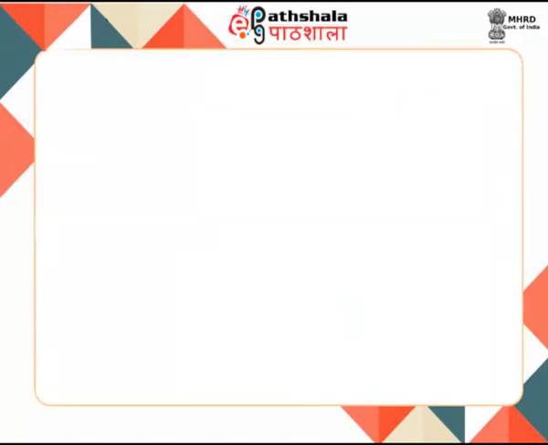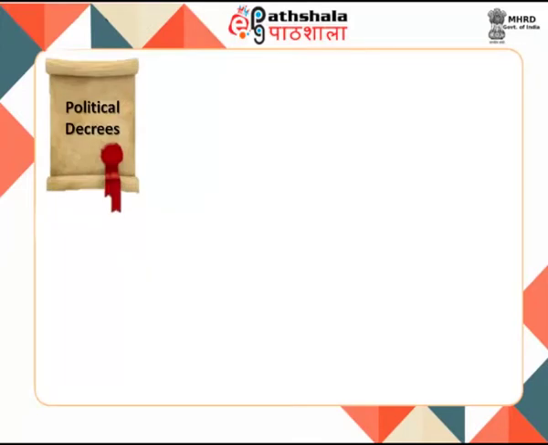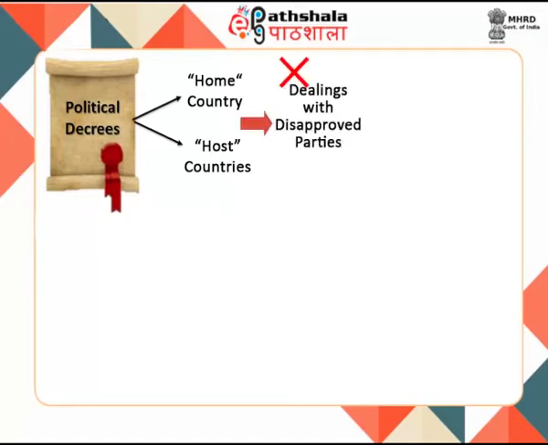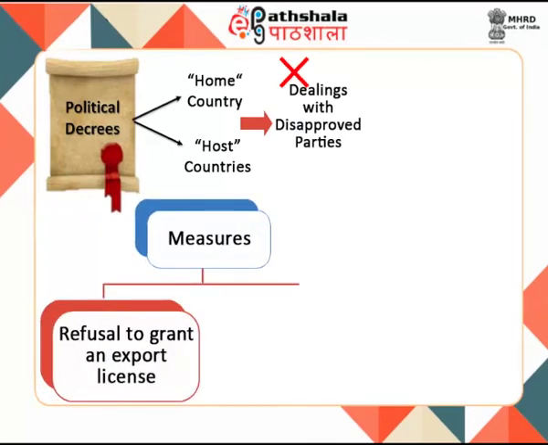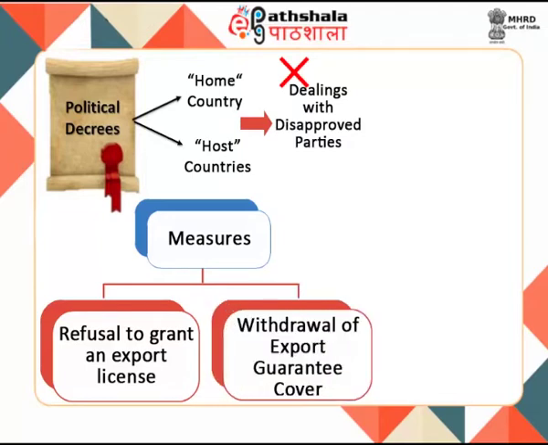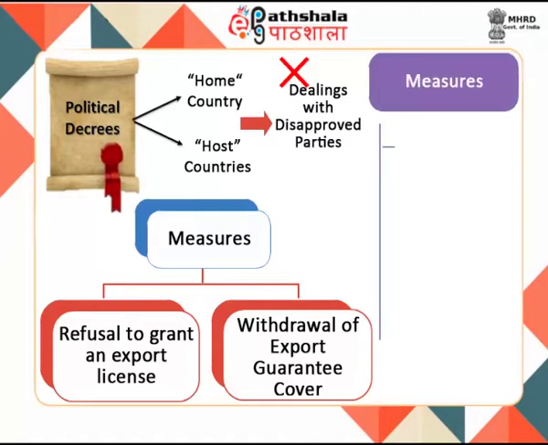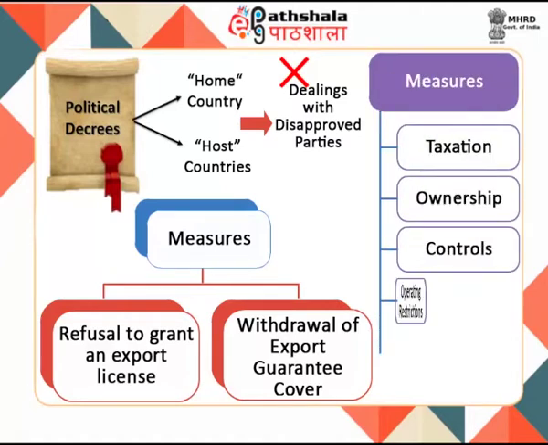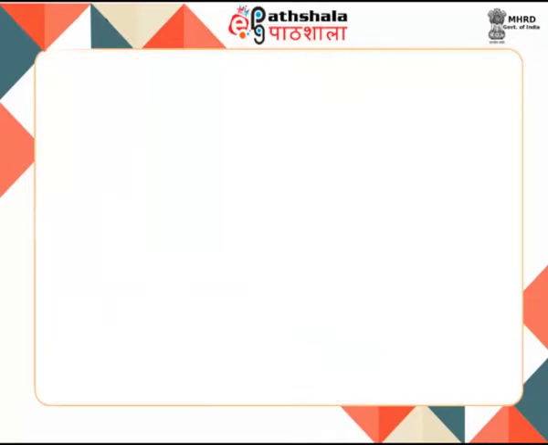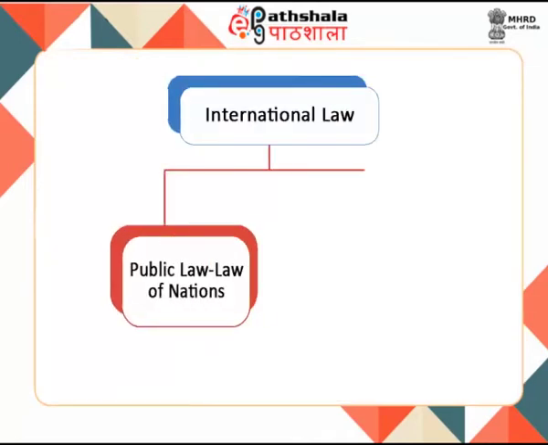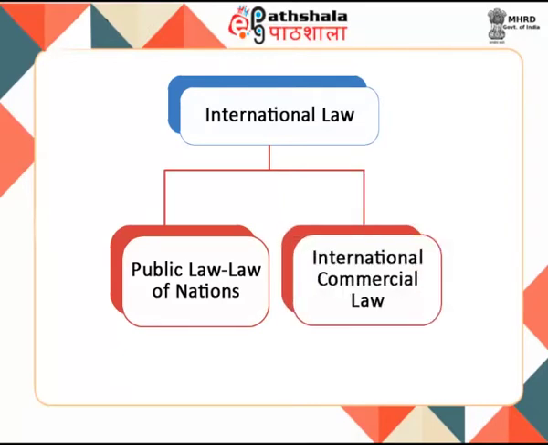International business is also subject to political decrees made by governments both in home and host countries. Home governments can apply pressure not to deal with disapproved parties. These measures may include the refusal to grant an export license or withdrawal of export guarantee cover. The host government may take measures like taxation, ownership controls, operating restrictions, or expropriation. There are two categories of international law: public law or the law of nations, and international commercial law, which is evolving. International law pertains to trade and other areas that have traditionally been under the jurisdiction of individual nations.